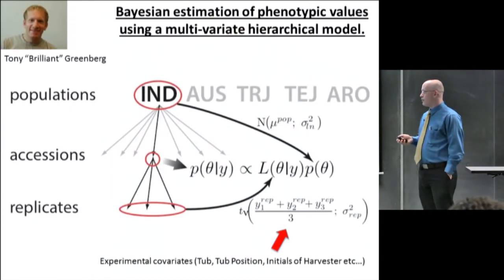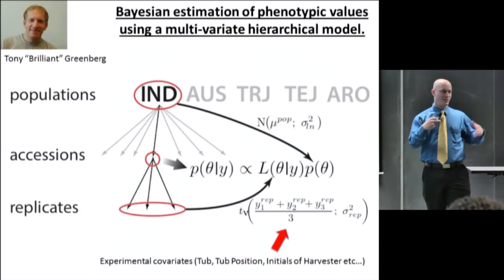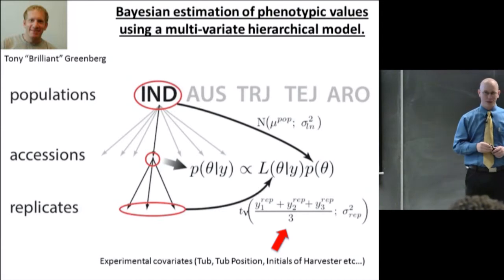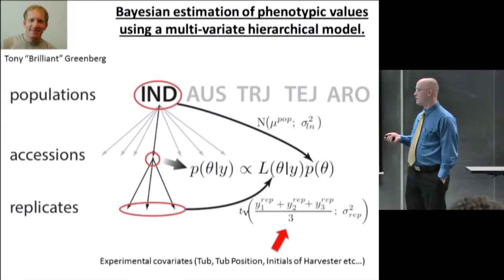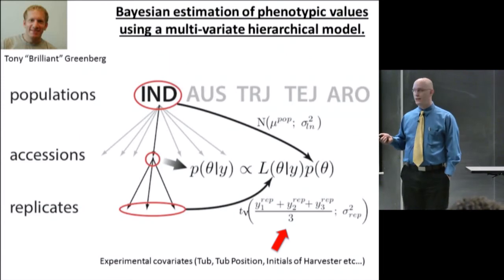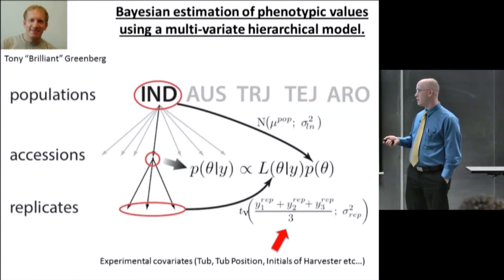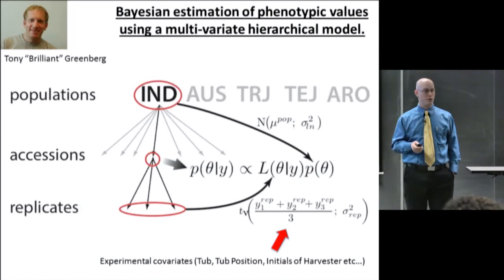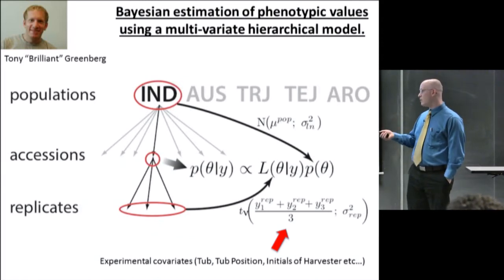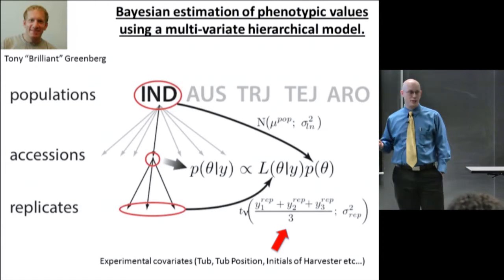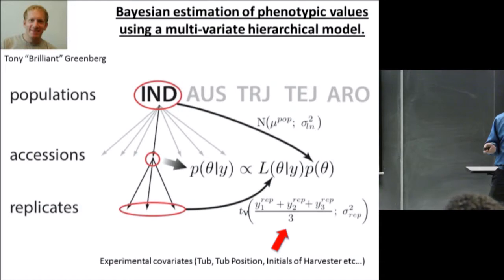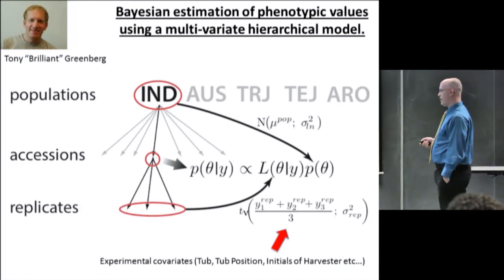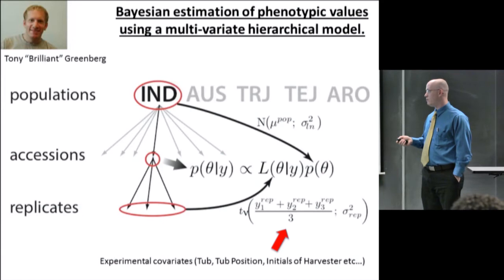Tony Greenberg also then takes this raw data that has been produced off of the ICP and organized, and he creates a multivariate hierarchical model and produces a Bayesian estimate of line means, right? And he does this by nesting replicates within lines, and lines are nested within subpopulations. I should mention two things. Number one, the experimental covariates as well, things like which tub was the plant grown in, when that tub was the plant grown, who harvested the tissue.